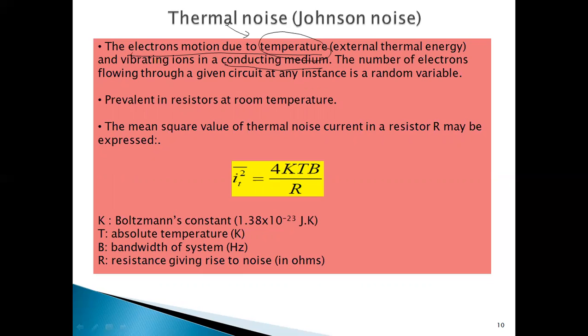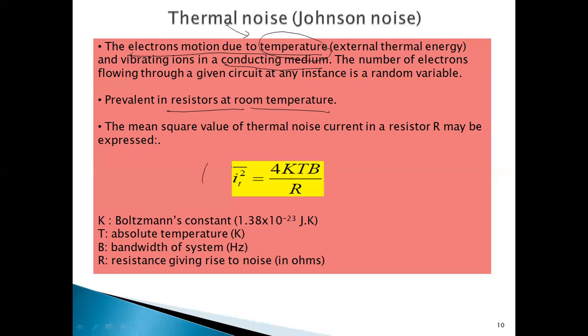Because we know that when current flows through resistors, you're going to generate heat, and this heat will create noise in your circuit. We're going to have this effect, and most of it is in resistors at room temperature. So this is the definition of the thermal noise current.